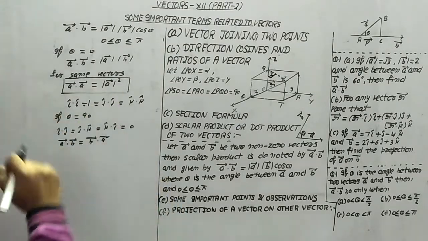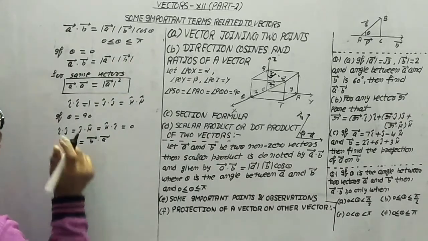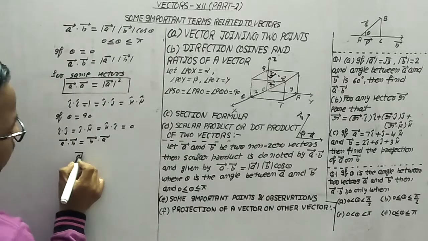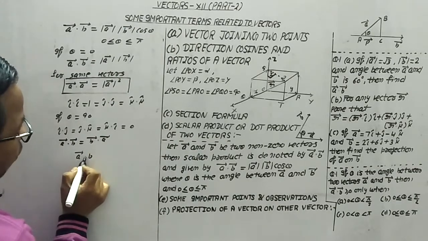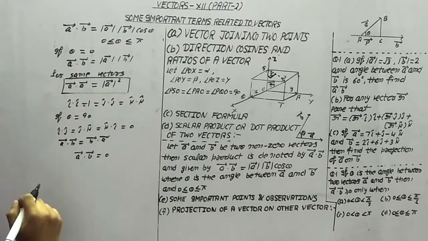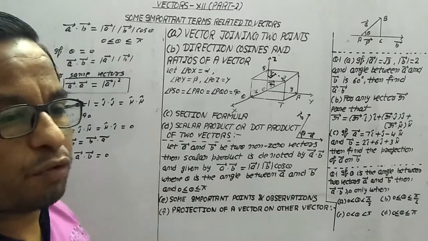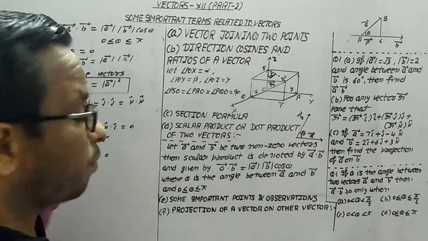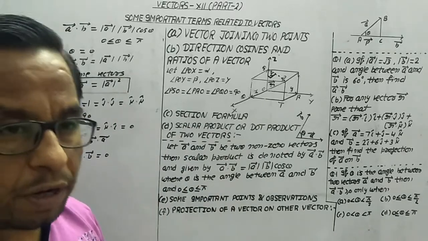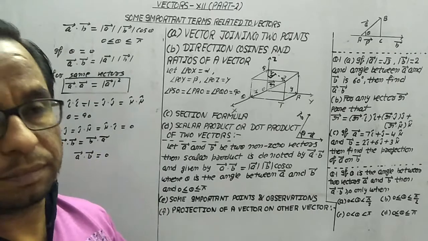Now, what we are observing: if the angle between them is 90, then cos 90 is 0, which means A dot B is always equal to 0 if the vectors are perpendicular. So if the vectors are orthogonal, then we have to prove that the dot product between these two vectors must be equal to 0. Or if it is already given that they are orthogonal, we can use this condition.